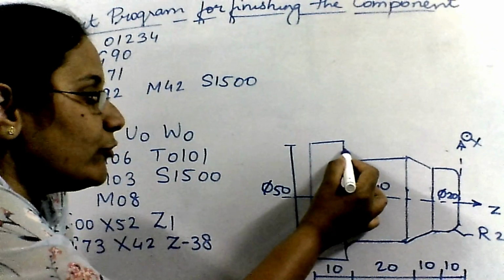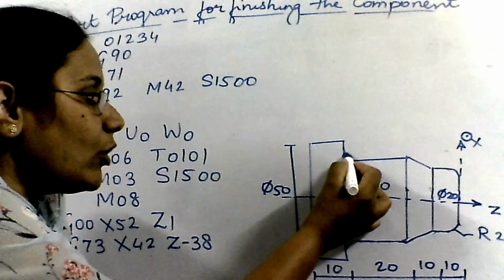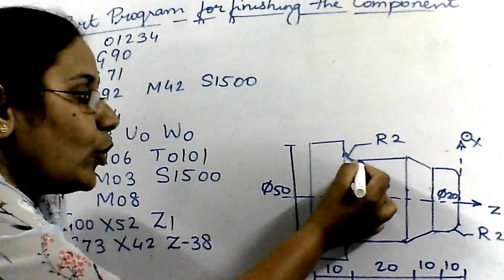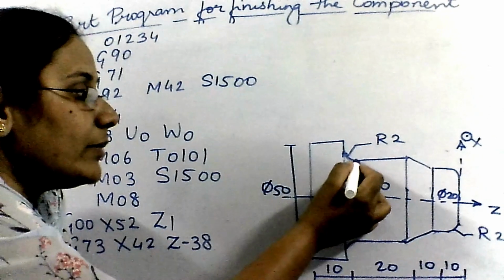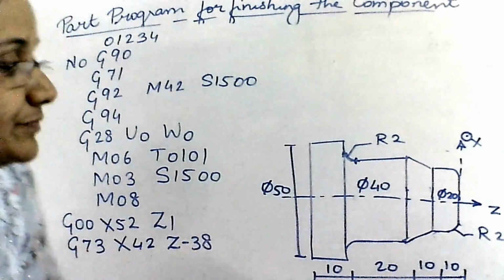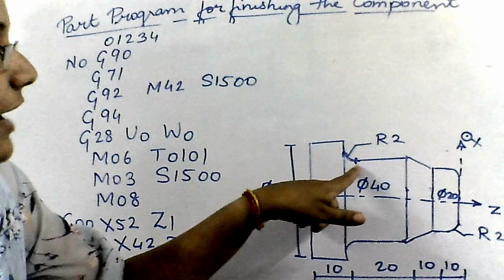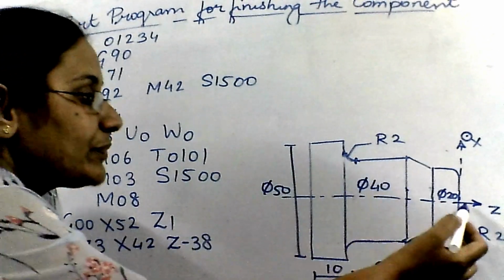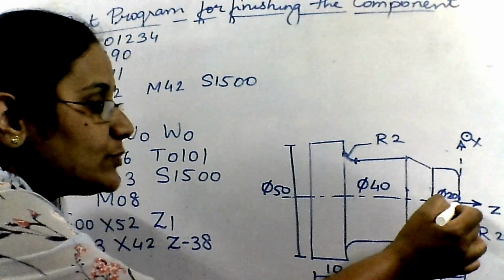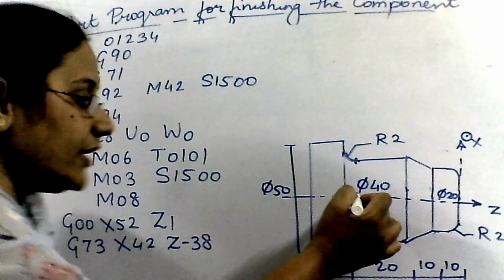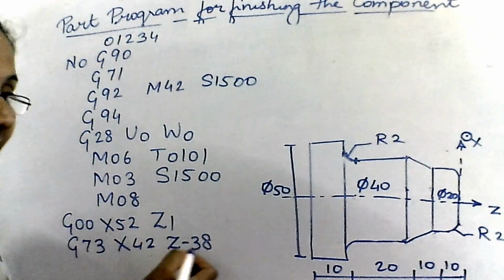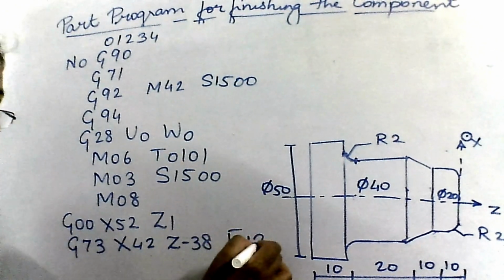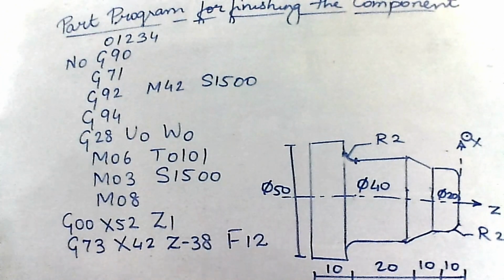Now if you observe carefully, here you have a fillet of radius 2 mm. That is the reason I am not taking my tool up till this point, but I am taking my tool up till this point, because I have to leave this portion for the fillet. From this point I am moving to the left by 38. That's the reason I have specified Z as minus 38. Along with that, I am going to specify the feed and spindle speed as well.